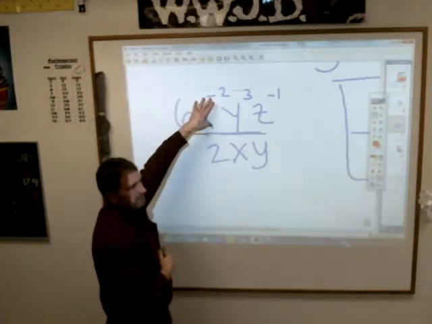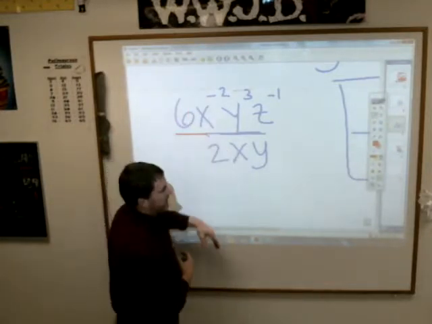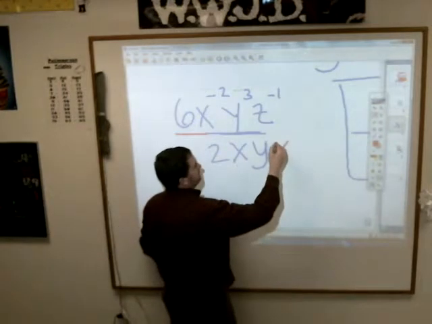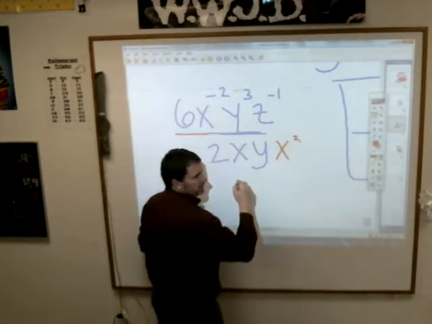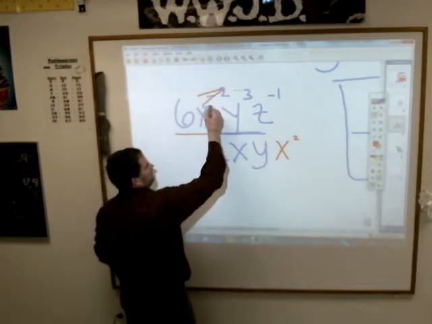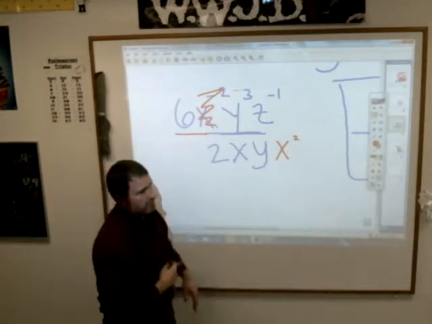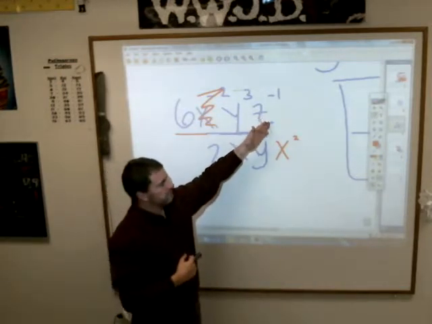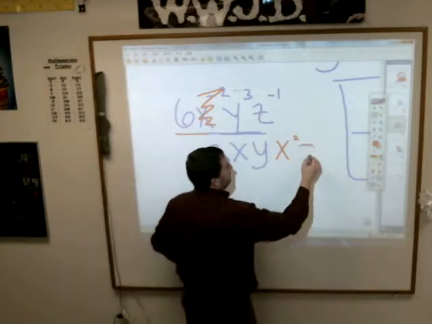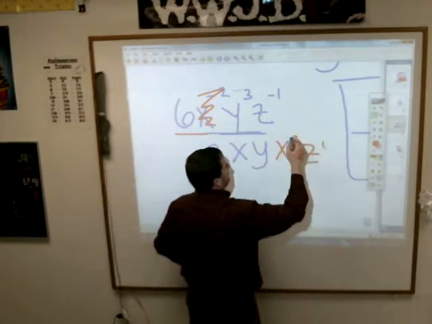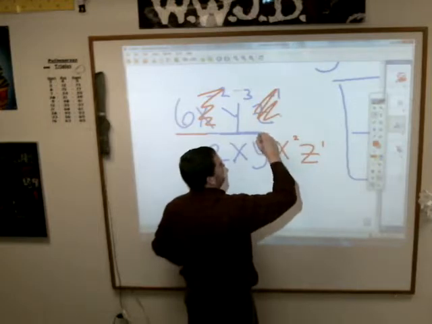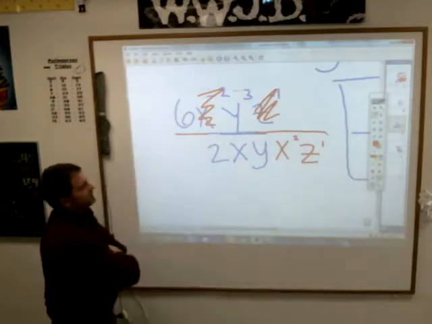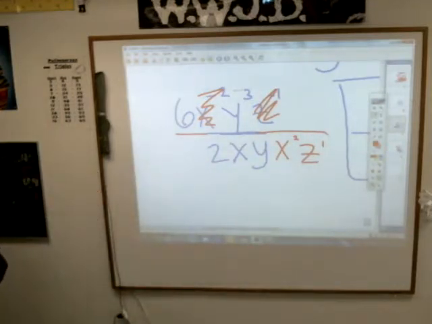X to the negative 2. Well, I'm just going to take it to the bottom, and it's going to become x to the positive 2, right? So it's gone from up here. And then what am I going to do with the z? It's going to become z to the positive 1 power there. Okay, so now I just move stuff around and now it looks like this. Still not simplified though. And then you cross cancel the y.